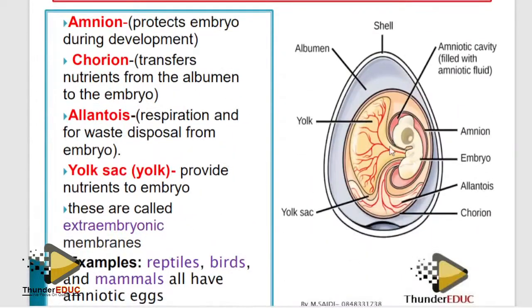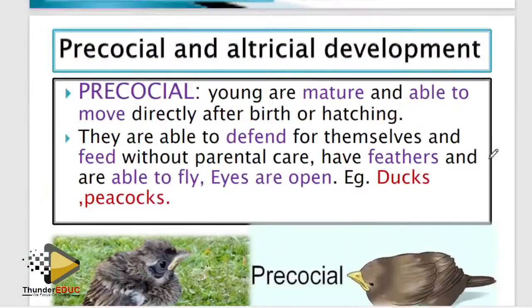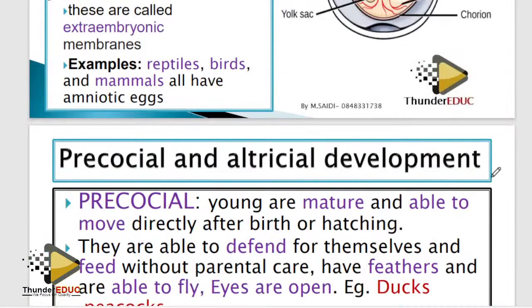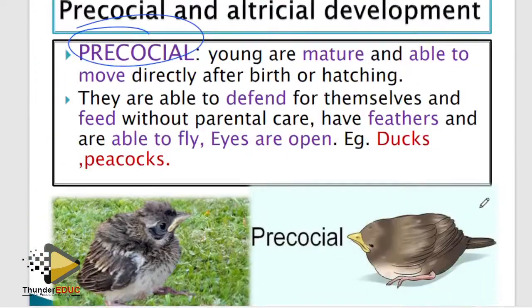The amniotic egg is rarely brought up like this. In most cases, we bring it in terminologies, and then we ask you about these terminologies. Then you need to know precocial and altricial. Don't go to the paper without knowing precocial and altricial, to differentiate the two.